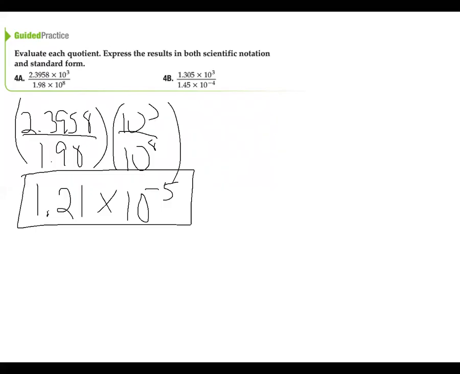Negative 5 means you move the decimal 5 places to the left. 1, 2, 3, 4, 5. So it's going to be 0.0000121.